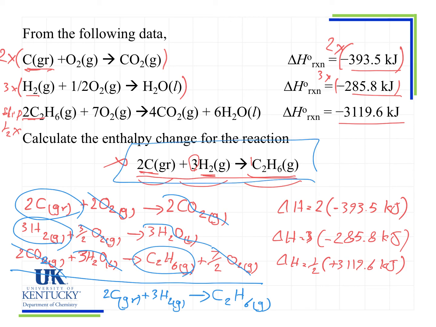So if this is the same reaction that we want, what you need to do to find the enthalpy, you just add these together, and you have to be careful. These 2 are negative and this is positive when you're adding it. So when you add all of these together, the delta H of the reaction is negative 84.6 kilojoule.